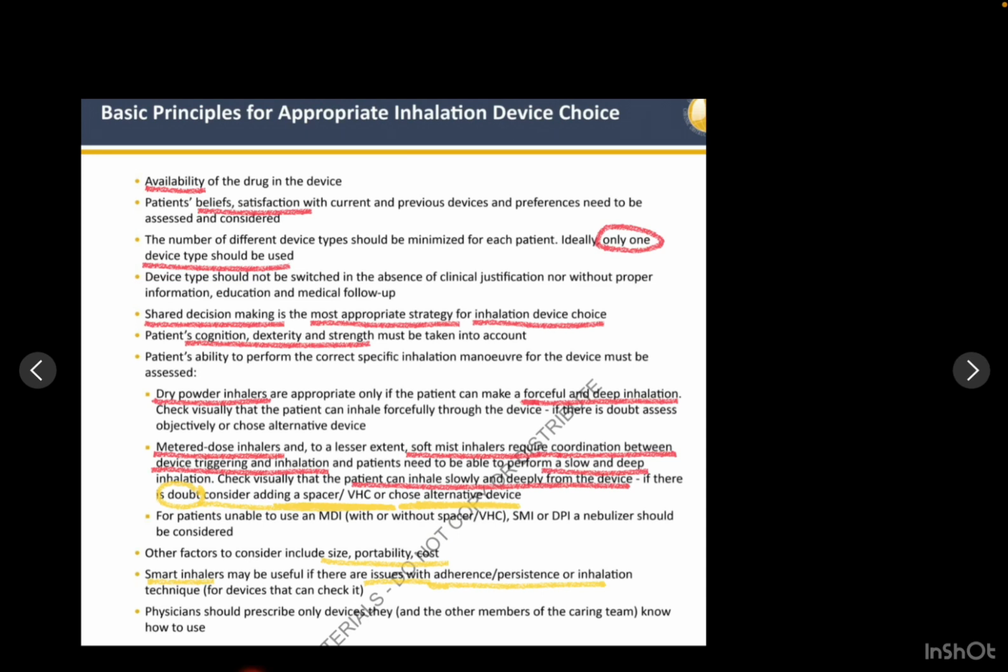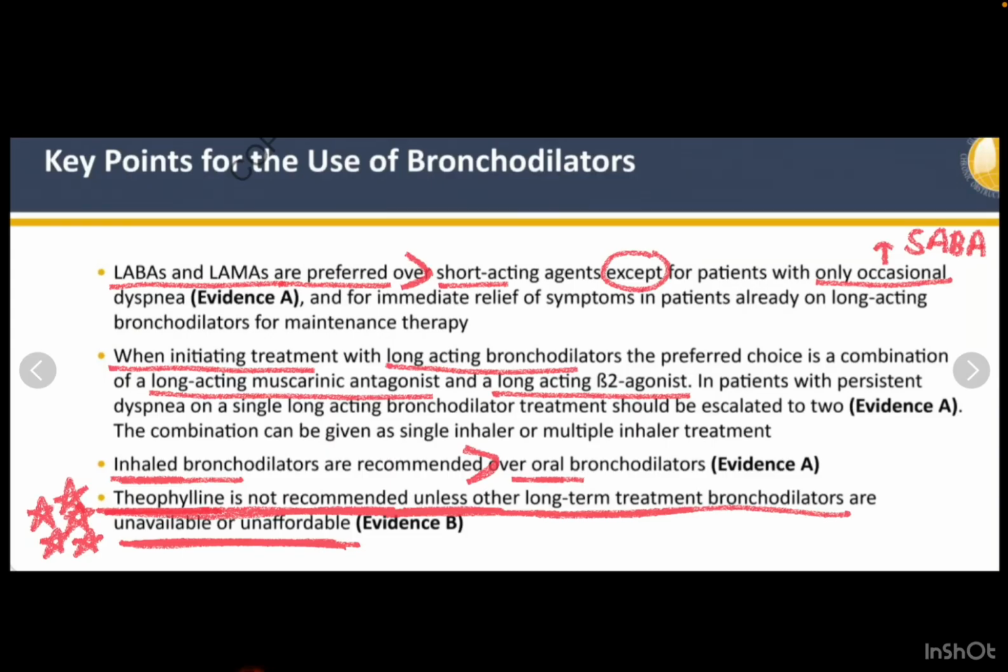Then they are telling that a smart inhaler may be useful if there is an issue with adherence or persistence, like whether the patient uses it or not, because a smart inhaler counts how many times the patient has taken the inhaler device. So this is also a good thing if there is a problem in adherence.